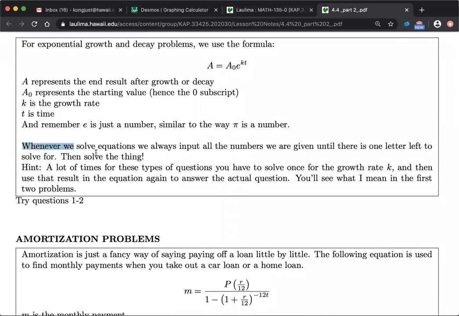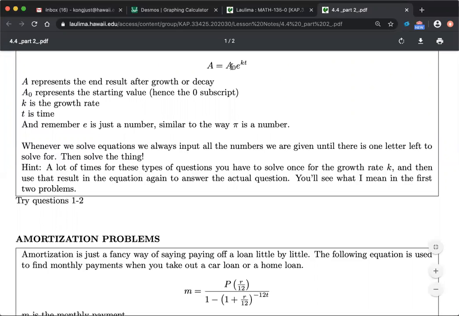Oh, let me make a comment about what it says here first though. So when we solve equations like this, and this is true anytime you're solving equations, you're going to just input the values that you know, the numbers that you know, and solve for what is left over. Now when you're doing these exponential decay and growth problems, what usually happens is you don't know k, you don't know the growth rate. That's not always true, but it's a common thing where you have to solve for k. And then after you solve for k, you have to answer a follow-up question where you input something else to solve for t, or solve for a naught, or solve for a, something else. You'll see what I mean in the first couple of questions.